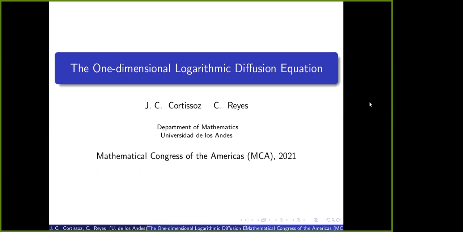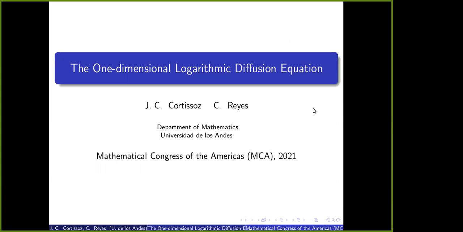So, I'm going to be talking about the one-dimensional logarithmic diffusion equation with boundary conditions. This is joint work with César Reyes, who is not a student of mine anymore. He already graduated. This was somewhat part of his thesis. So that's what I'm going to tell you about today.